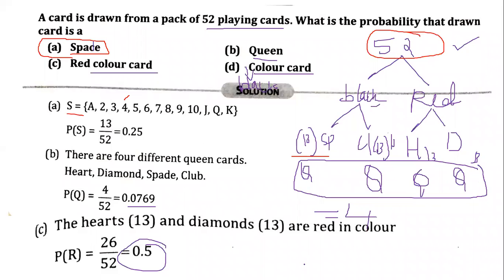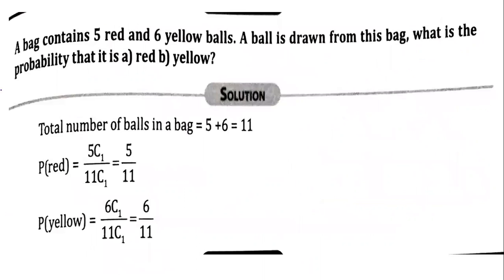So even for black cards, the answer will be the same, that is 26 by 52, which is 0.5. Now moving on to the next question. A bag contains 5 red and 6 yellow balls. A ball is drawn from this bag. What is the probability that it is red? That is the first question. And what is the probability of selecting a yellow?